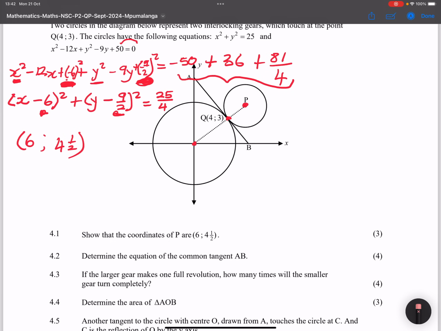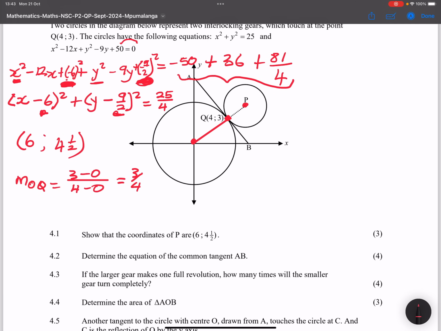Right. Now to get the common tangent, let's first start by finding the gradient. Let's call this point O, and let's say the gradient of OQ, M OQ. What is that going to be? That's going to be 3 minus 0 divided by 4 minus 0. Remember, that's y2 minus y1 over x2 minus x1. So we get the gradient of this line that we've drawn, which is OQ, 3 over 4.